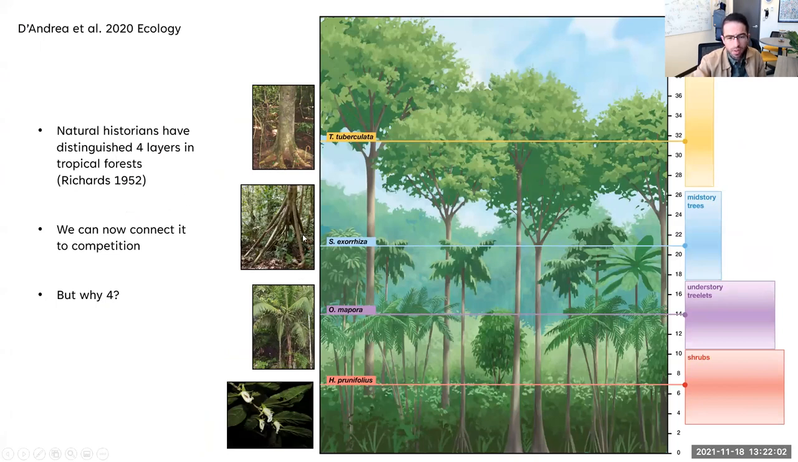Well, one interesting thing about this finding is that natural historians have distinguished four layers in tropical forests dating all the way back to the 50s. And I am now connecting it to competition. So I'm giving it a process for this pattern. Or you could be asking yourself, why four, right? So before, when I asked why six birds instead of, you know, 10 or three, the answer was how wide that competition curve was. How about here?